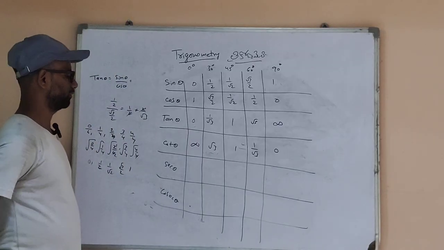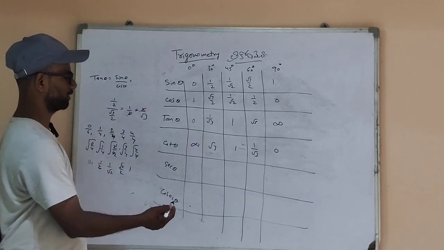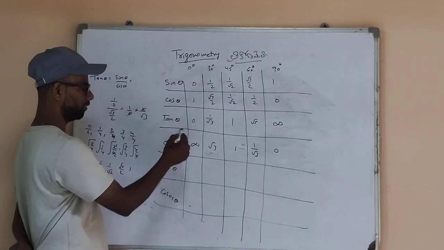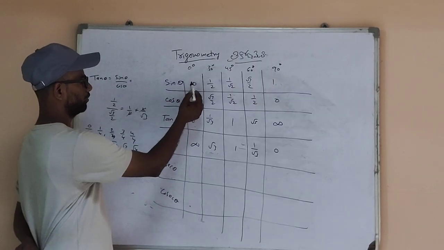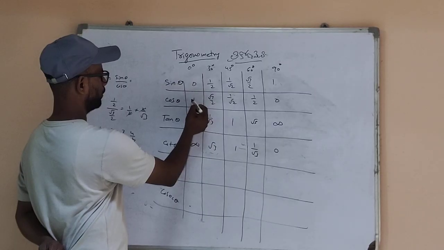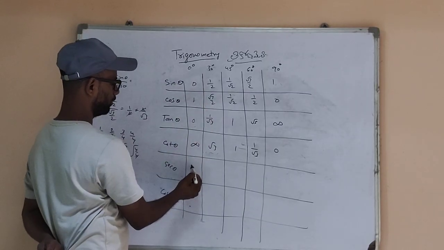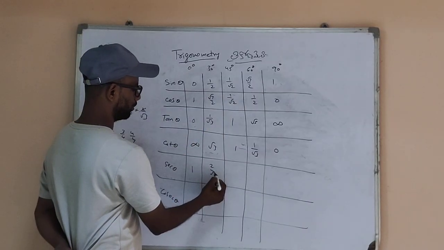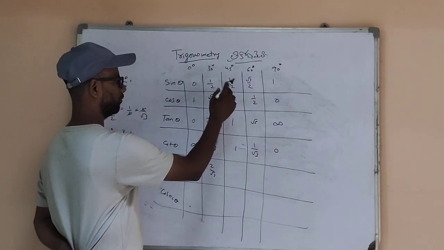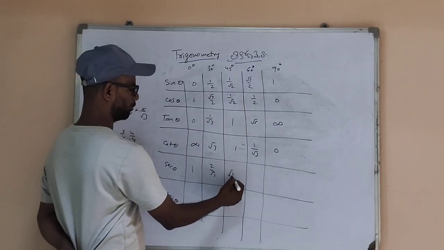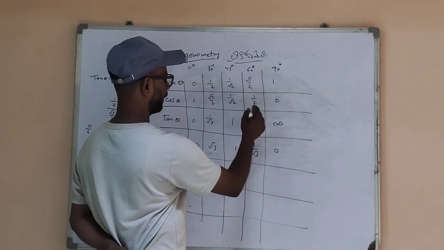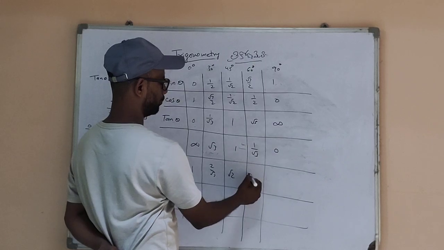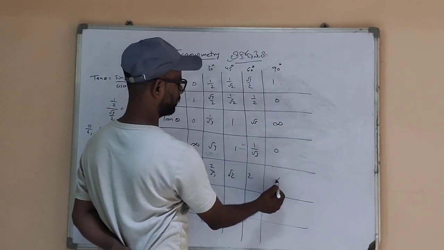Next one, secant. Secant means what? 1/cos. Secant 0 means 1/cos 0, which means 1. So 1. Next value, 2/root 3. Next, same, 1/(1/root 2) means root 2. Next, 1/(1/2) is 2. So 1/0 means undefined.